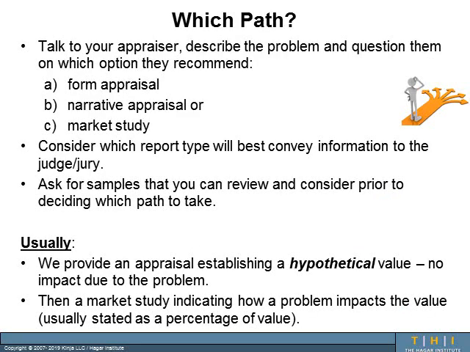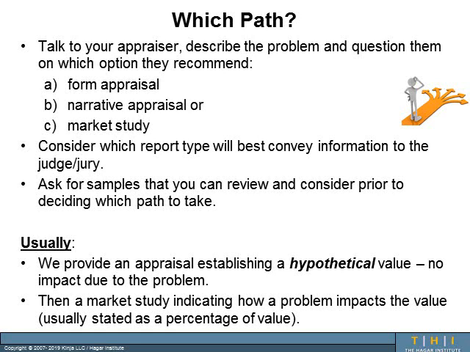So, which path do you as an attorney want to take? Talk to the appraiser. Describe your problem and question them on which option they recommend. Maybe at the end of the day they go, this is too complex for me, I don't want to have anything to do with it, call Hager or somebody else. Okay. But you need to know, do you want to go on a form appraisal, a narrative appraisal, or some sort of market study or combination? Consider which type of report will best convey information to the judge and jury. Which one will help them understand this problem and have clarity.